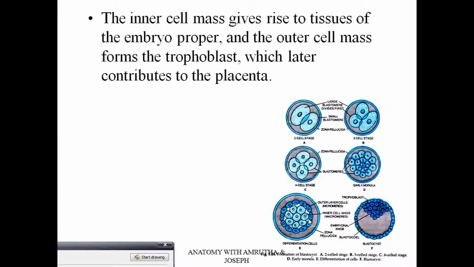So placenta is formed by the trophoblast, but not only from the trophoblast. Trophoblast is actually a fetal component. Placenta is developed from fetal as well as mother's components. The fetal component for the placenta is the trophoblast, which are the outer cells surrounding the inner cell mass.